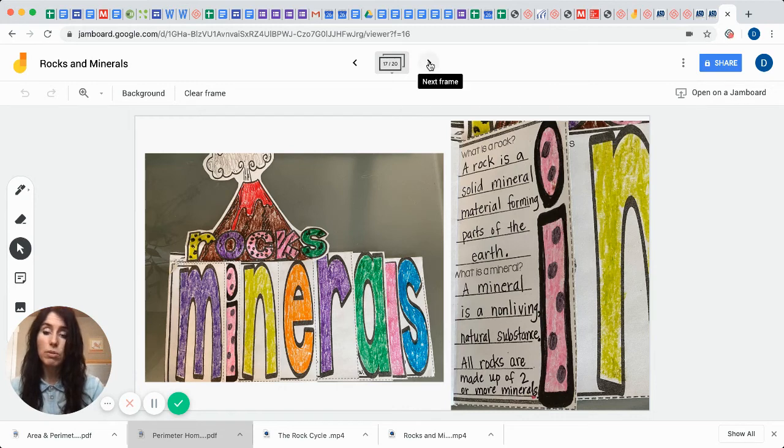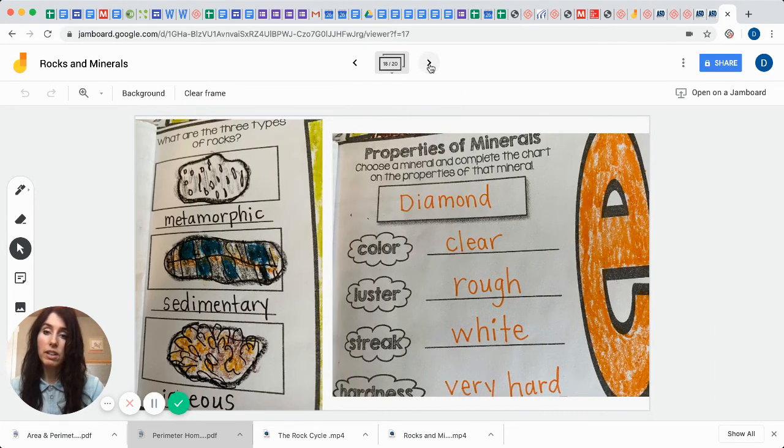Okay, so today's assignment is to understand what the difference is between rocks and minerals. And then if you'd like to save, stop the video right now. Then tomorrow or the next day that you'd like to work on this, you're going to be writing in your rocks and minerals book.